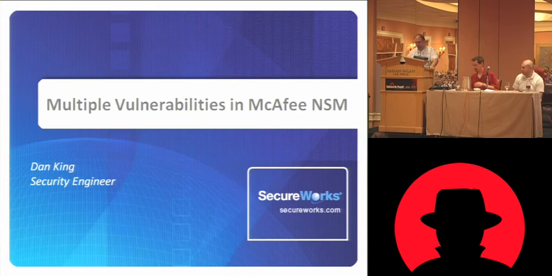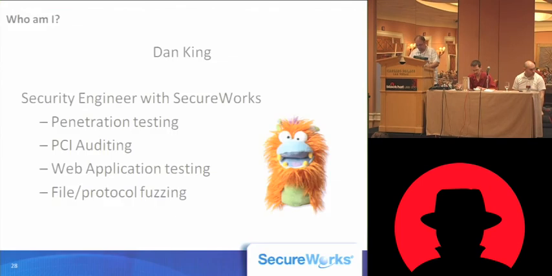Good morning. Before I jump in, I just want to take a moment to introduce myself. My name is Dan King. I'm a security engineer with SecureWorks. In that role, I conduct network and web penetration tests and do PCI auditing for large retail chains and financial organizations.